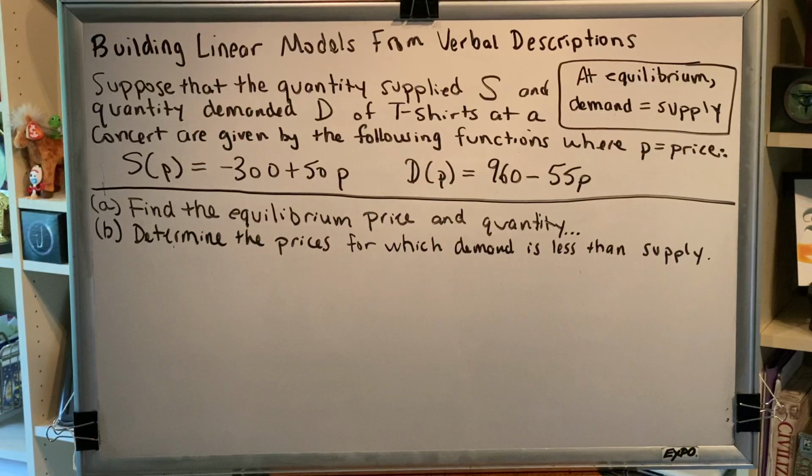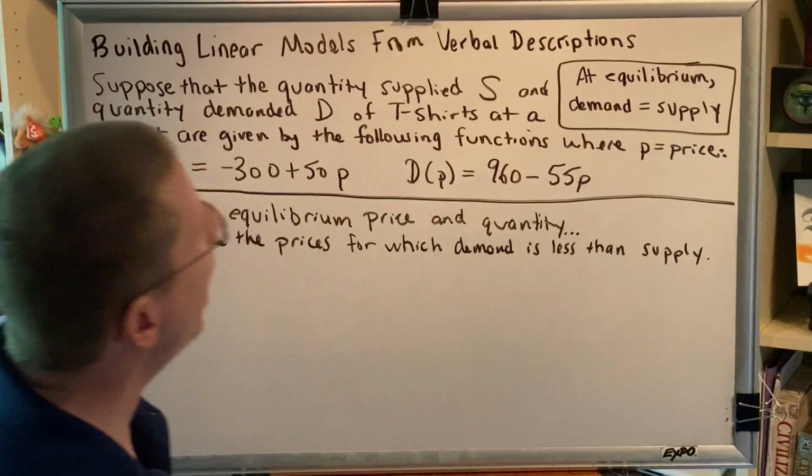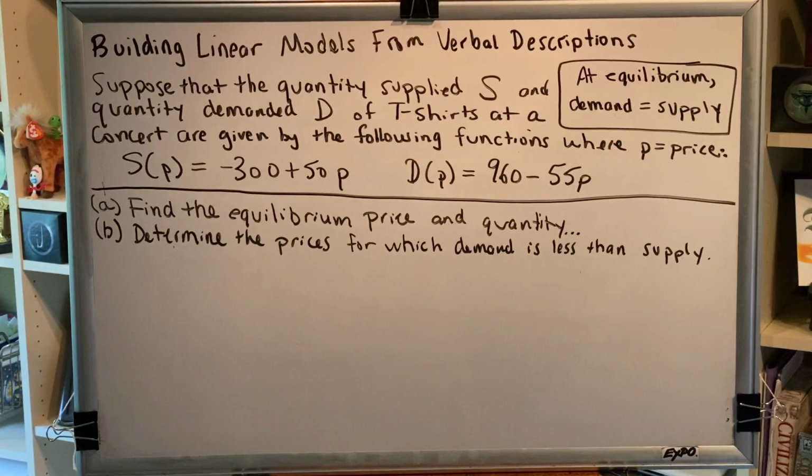All right, so this is clearly a problem from economics, and there's an economics definition that we need in order to solve this problem. The price for which supply equals demand is called the equilibrium point. So I've written a shorthand version of that definition here in the upper right-hand corner. At equilibrium, demand equals supply. Okay, here we go. Part A. Find the equilibrium price and quantity.